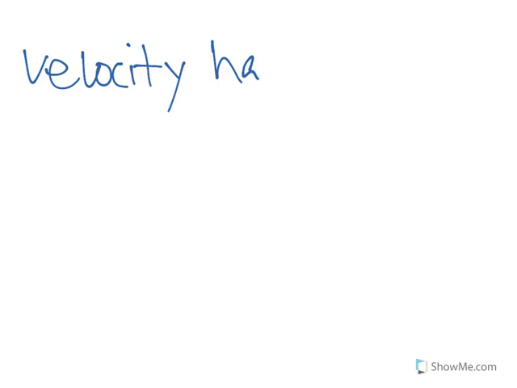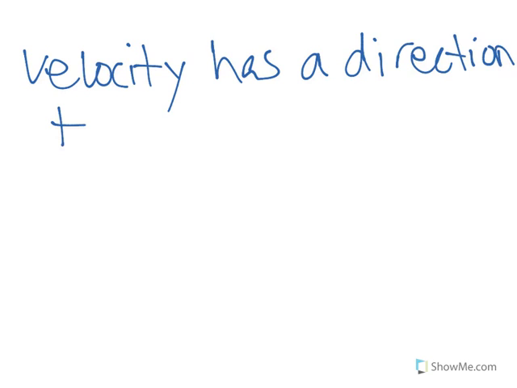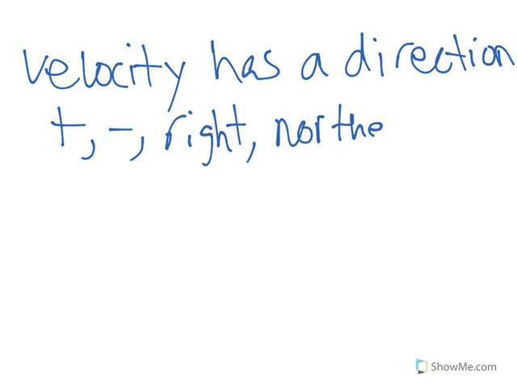Another difference between speed and velocity is this. Velocity has a direction. The velocity should always have some kind of direction. This direction may be positive, it could be negative, it could be right, it could be north, just anything that gives it a direction.